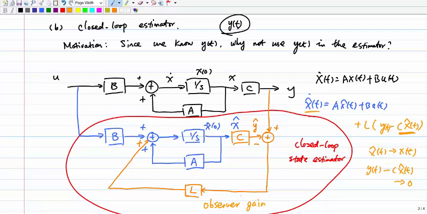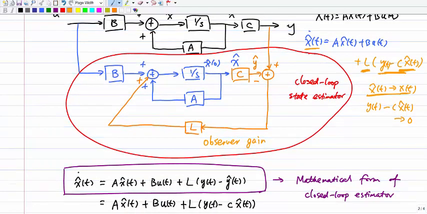so we can design this L later on. Our goal is to make sure that this difference will go to zero, the error will go to zero, which means x hat t will go to x t. That's our goal. Okay. So actually, you have one more term for the closed loop estimator: we calculate the actual output minus the estimated output. The estimated output is computed by C times the estimated state, and then you multiply this by a parameter, the observer parameter, which is L. Okay, so that's our closed loop estimator.